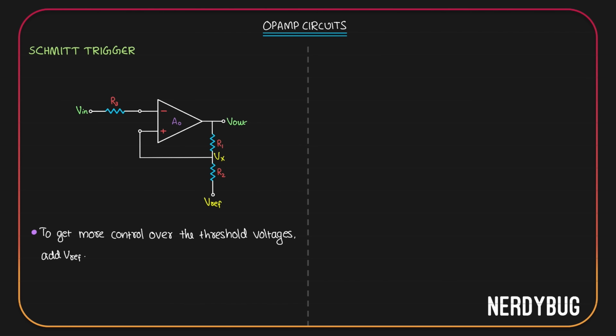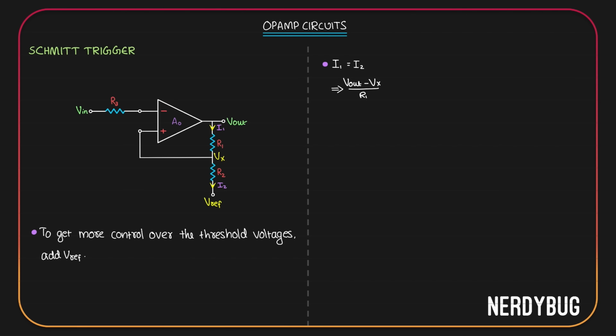Let's call the current flowing through R1 I1 and the current flowing through R2 I2. We already know no current can flow into the input terminal because an ideal op-amp has infinite input impedance. That means I1 is equal to I2. I1 is the current through R1. R1 has a potential Vout here and Vx here. So I1 is (Vout minus Vx) divided by R1.